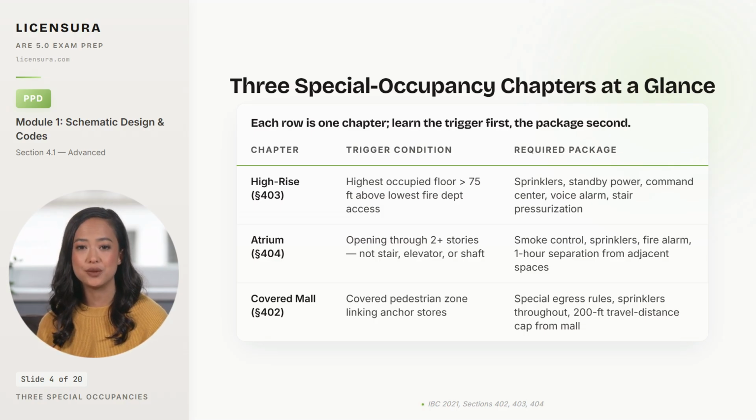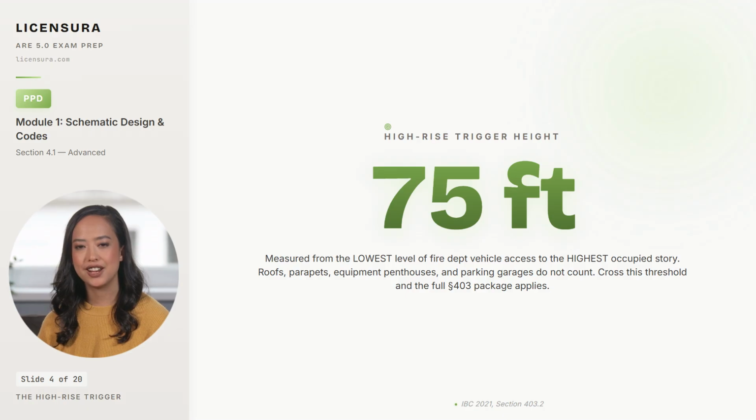The single most important number in special occupancy work is the high-rise trigger height. 75 feet. Memorize the number and memorize the two ends of the measurement, because the trap is in the geometry, not the threshold. The bottom end is the lowest level of fire department vehicle access, not grade, not the lowest occupied floor. If the fire truck can drive up to a lower elevation around the back of the site, that lower elevation governs, and the 75 feet is measured upward from there.